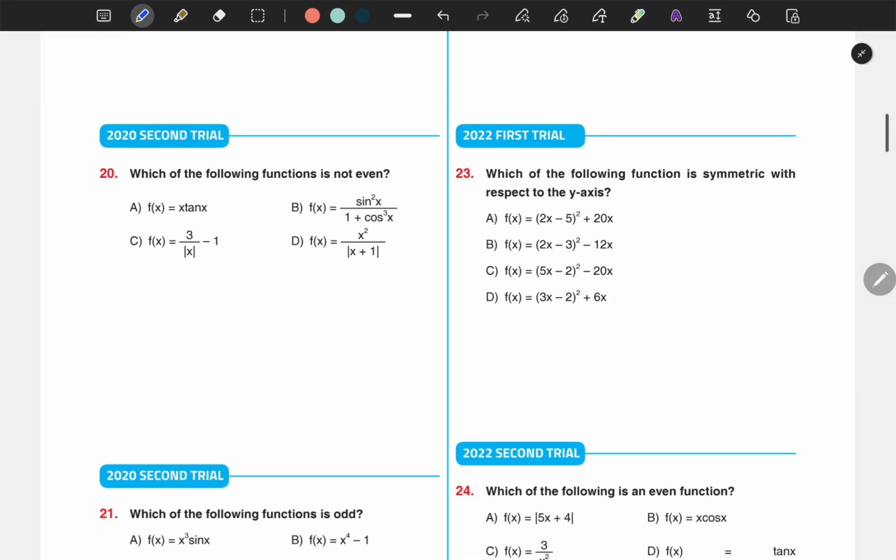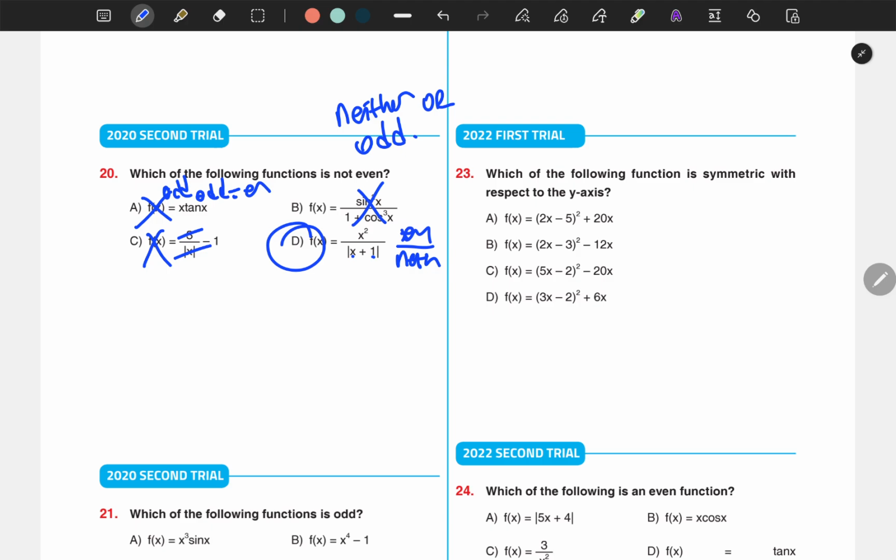Okay, which of the following is not even? Which means it should be neither or odd, isn't it? Now, here we are. Tangent x is odd. X is odd. Odd times odd is even, isn't it? A is eliminated. 3 is even. Absolute value is even by even. X squared is even. X is odd, a number is even, together, isn't it? It should be neither. So, D is the correct option.